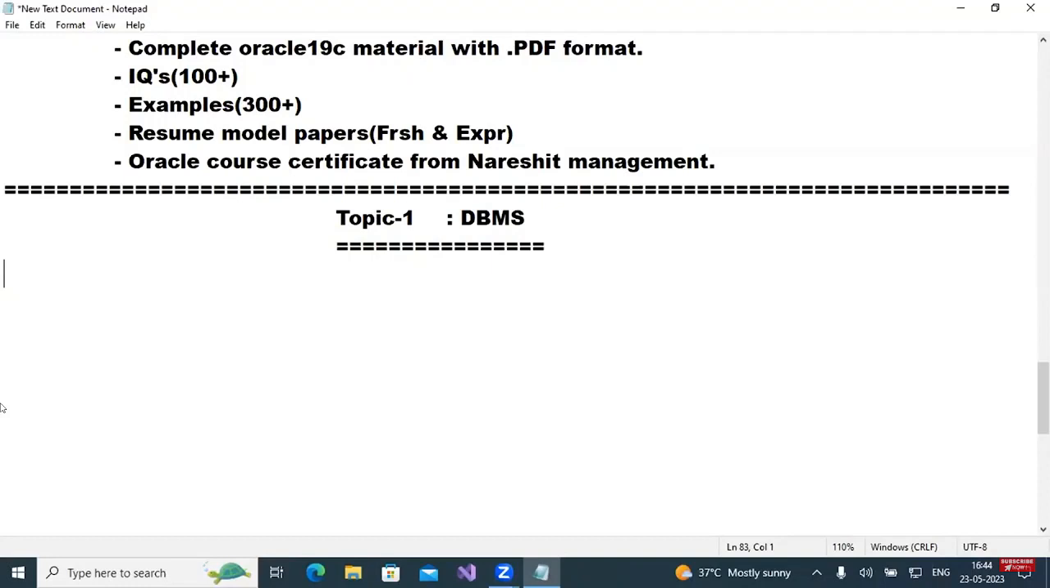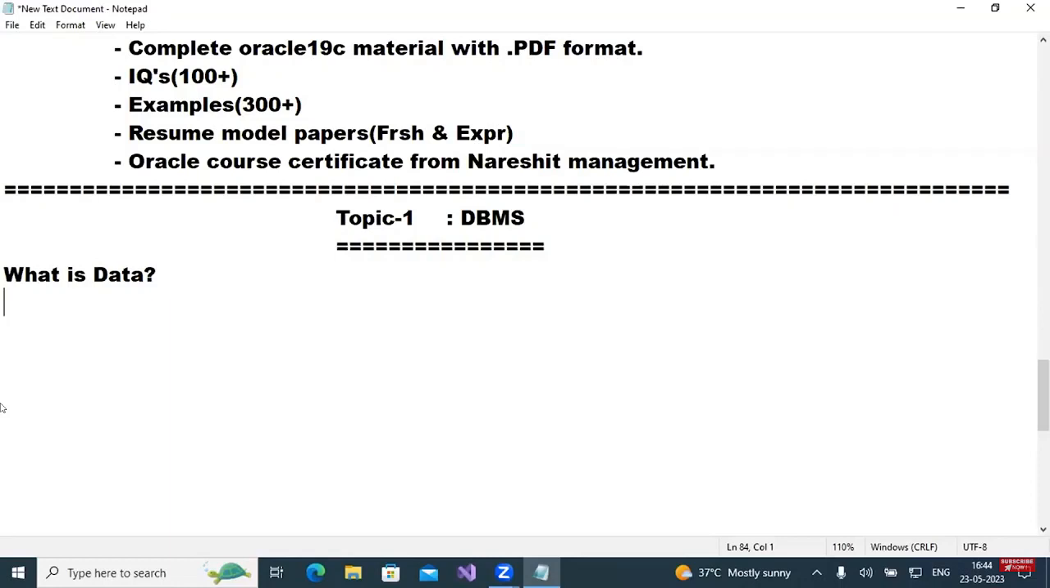In this terminology, the first thing is a very common question. Everyone is aware of this, but you are not confident about it. That is called what? Data. Almost everyone knows. Now I'm asking, what is data?